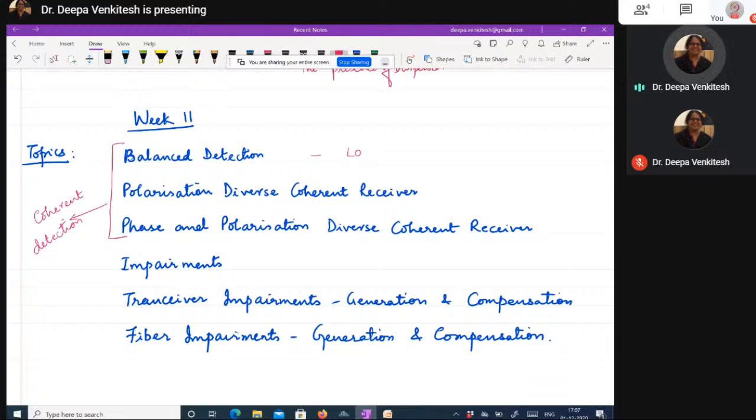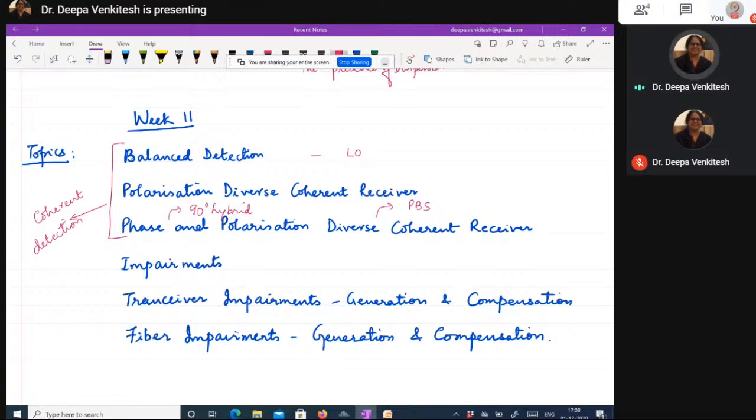So the phase diversity was possible with the 90-degree hybrid, and the polarization diversity is possible with the polarization beam splitter. So we ultimately ended up with a nice phase and polarization diverse coherent receiver, and that structure is what we use in today's coherent communication systems, right? So I have given you the block diagram of how a phase and polarization diverse coherent receiver will ultimately work for us, which doesn't require any phase lock loop.